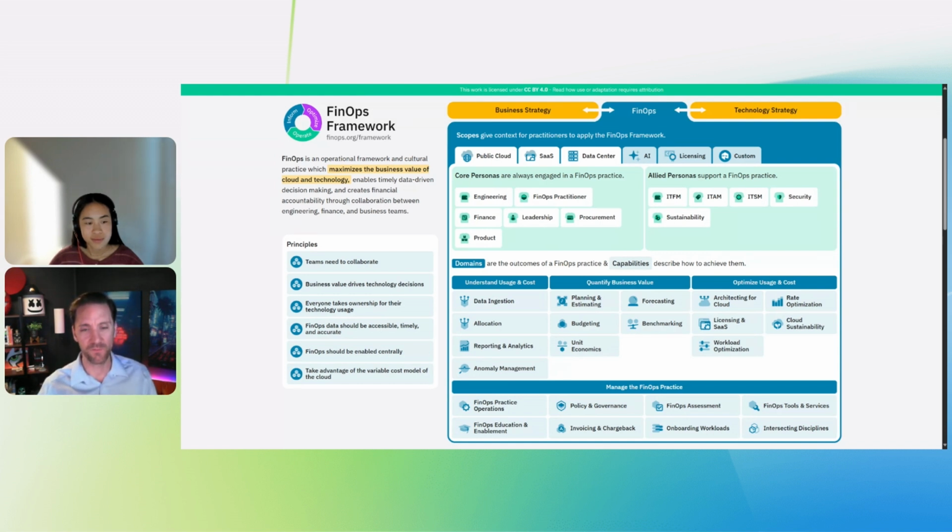But the framework gives you those building blocks for you to then build on top of. And like I said, each of the capabilities builds on top of each other.